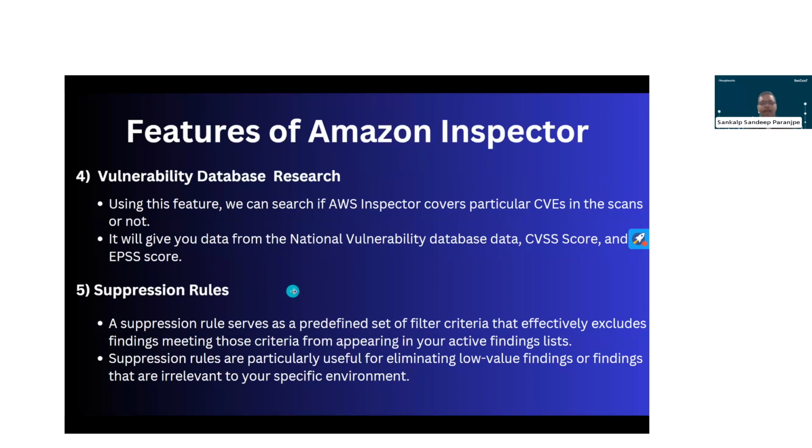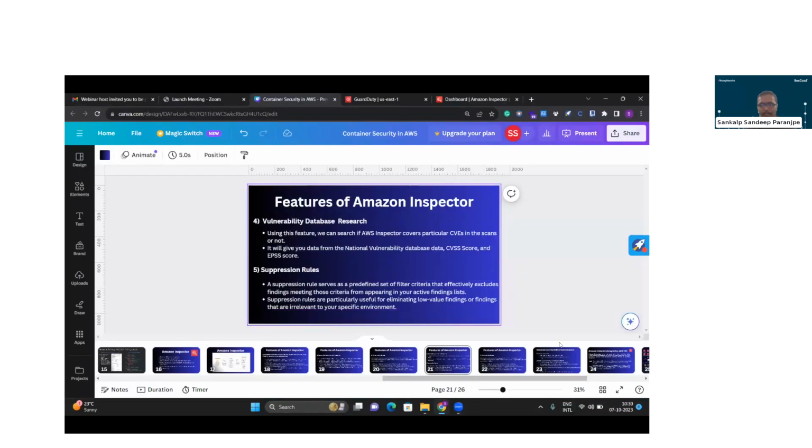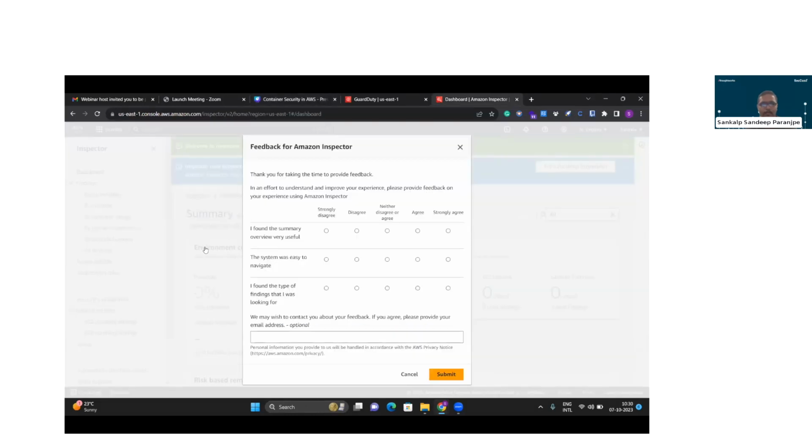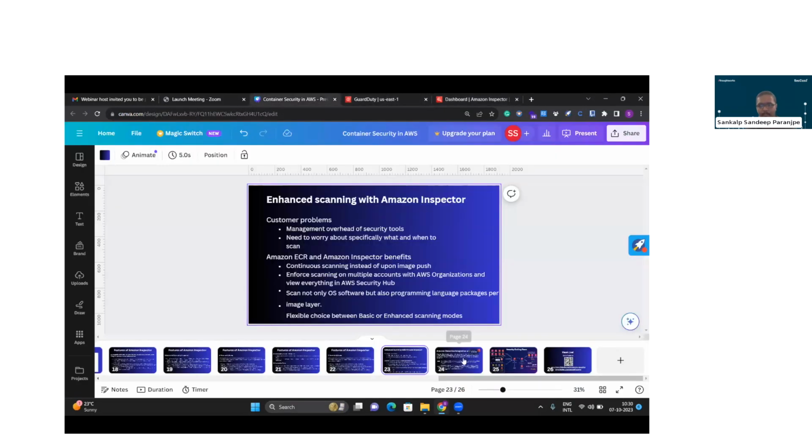Then, if you have a valid use case, there are suppression rules. It tries to eliminate low value findings because you can filter by criteria. For example, if you have something intended for your environment, but it is being detected by Inspector, then you can have a suppression rule for that and eliminate that low value finding. So, going to the console, Amazon Inspector. Okay, let's see the slide.